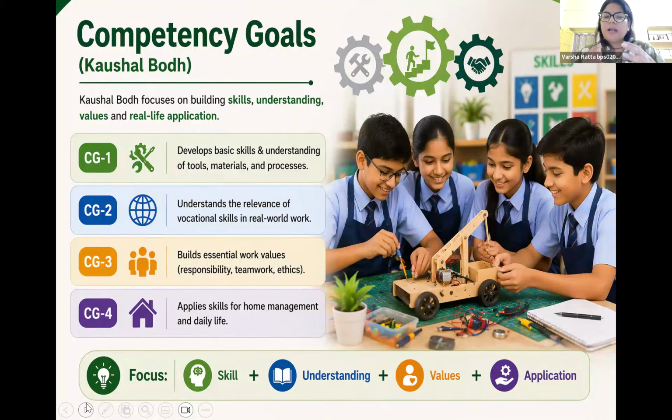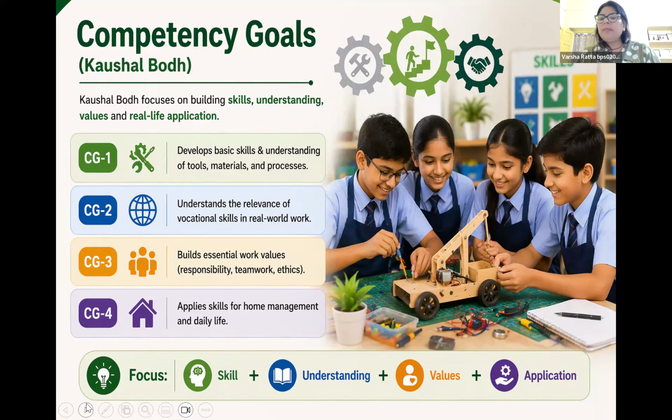Second goal is to understand the relevance of the vocational skill in real world. See, until now, in the projects we were getting done, the child used to make something out of cardboard, come to school, deposit it, and then it was returned back and the marks were given. But there was no relevance of the real world.